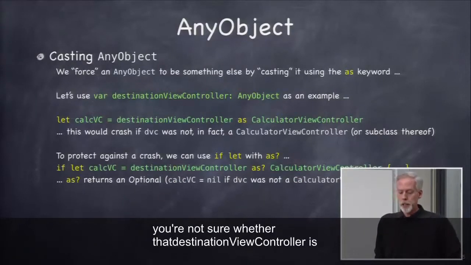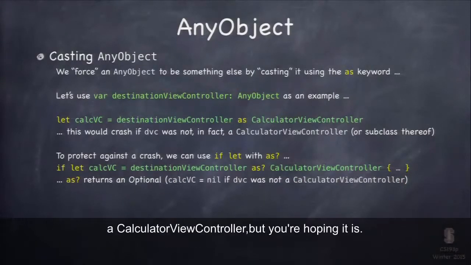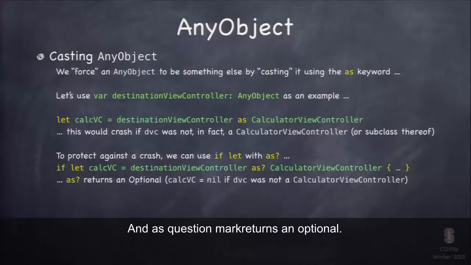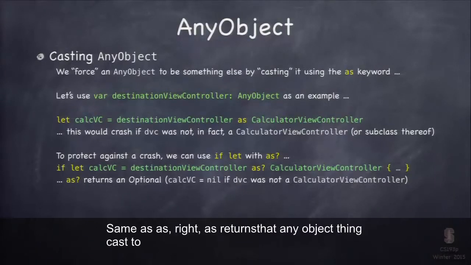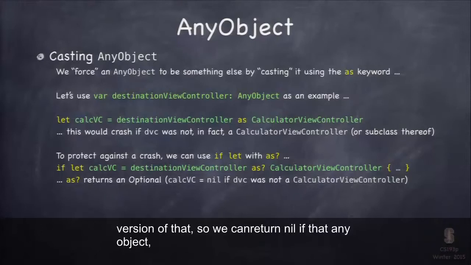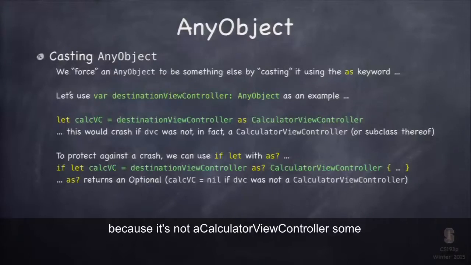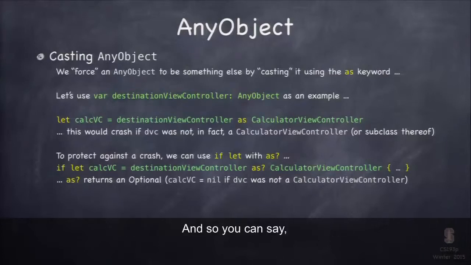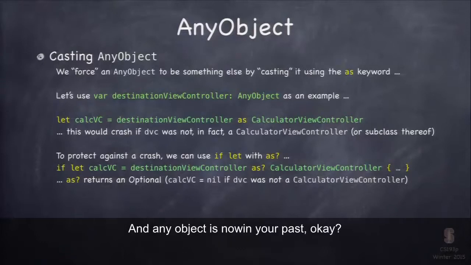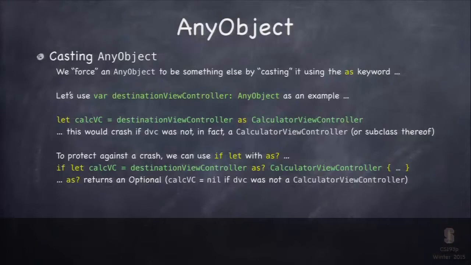Now, you can protect against crashing if you're not sure whether that destination view controller is a calculator view controller, but you're hoping it is, okay? You can use as question mark. And as question mark returns an optional. Same as as, right? As returns that any object thing cast to be a different class. As question mark does the same thing, but it's the optional version of that. So we can return nil if that any object, destination view controller, cannot be turned into a calculator view controller because it's not a calculator view controller, it's some other kind of view controller or something else, all right? And so you can say if let calc VC equals destination view controller as question mark calculator view controller, and then inside there you've got calc VC set, and you know that it's a calculator view controller, and any object is now in your past, okay?